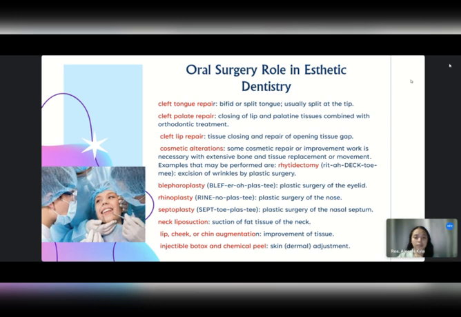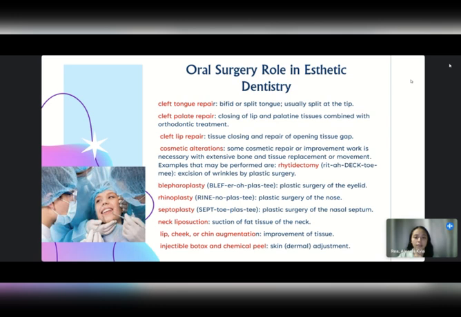Next is the cosmetic alteration. So some cosmetic repair or improvement work is necessary with extensive bone and tissue replacement or movement. So these are optional improvements to address congenital deformities, trauma, or the effects of aging on a person's appearance while they're undergoing major surgery.